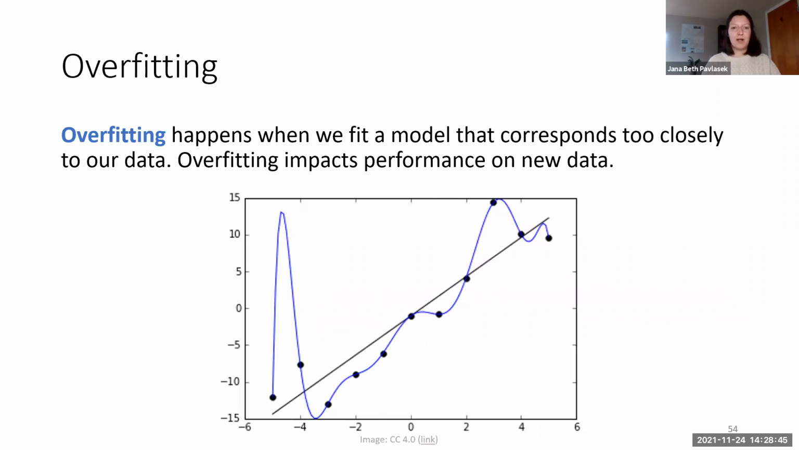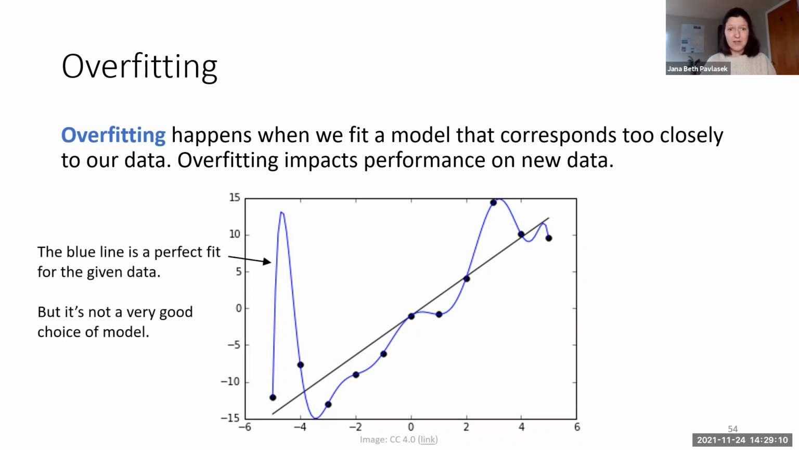I want to talk a bit more about overfitting, because overfitting is a big problem in machine learning algorithms. Overfitting basically happens when we fit a model that corresponds too closely to our training data. For example, let's say I have these 2D points, and I try to fit some polynomial to them. This blue line is a perfect fit for this data. Every single point in the data lies exactly on the blue line. But this is not a very good model.